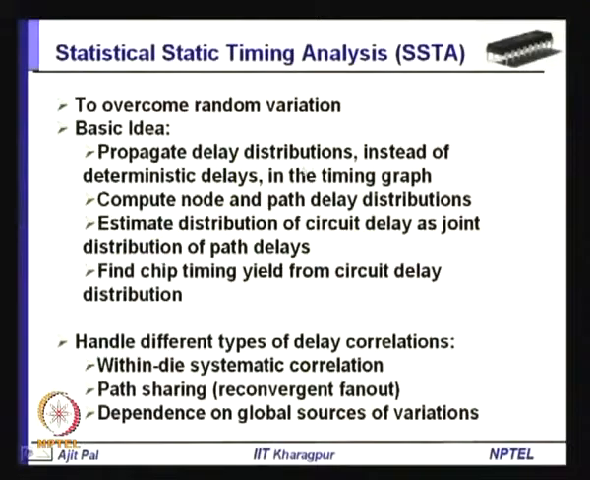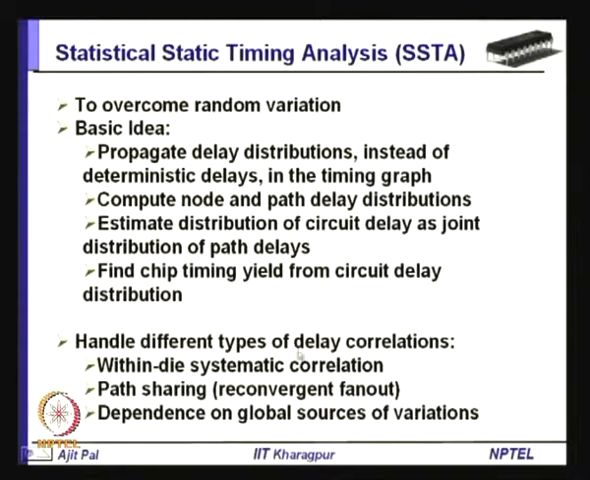As I told, it is a random variable, and the delay will be distributed, maybe it will be a Gaussian distribution, and that distribution has to be propagated instead of deterministic delays in the timing graph, and compute node and path delay distributions, estimate distribution of circuit delay as joint distribution of path delays, and find chip timing yield from circuit delay distribution. So, you can see, instead of simple static timing analysis, you have to do statistical static timing analysis, and you have to consider different types of delays.